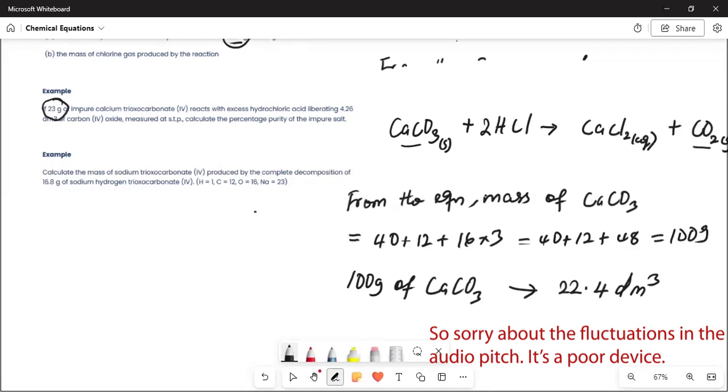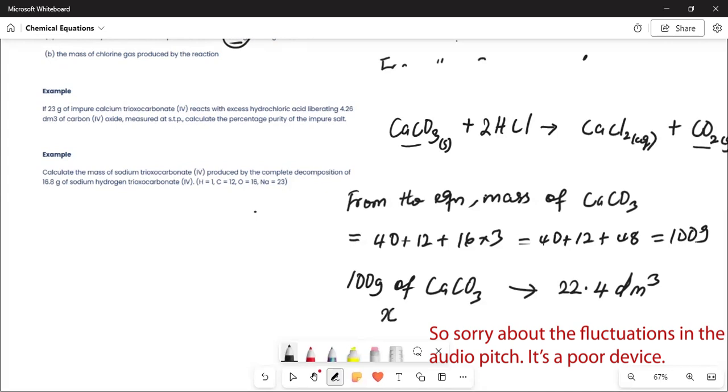We can't use that in our calculation because this mass, impurity, is part of this mass. And remember that impurity will not react. So we can't use that. That is why they ask us to calculate the percentage purity. So now that we know that 100 gram of calcium carbonate in this balanced equation will give us 1 mole of carbon 4 oxide, which is equivalent to 22.4 dm3.